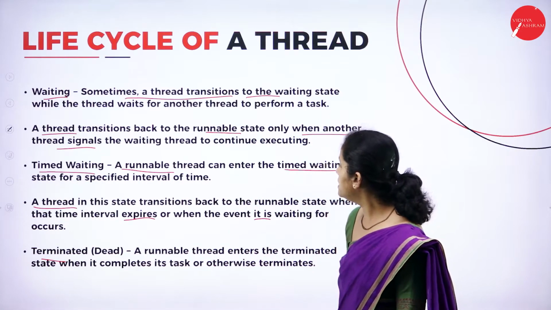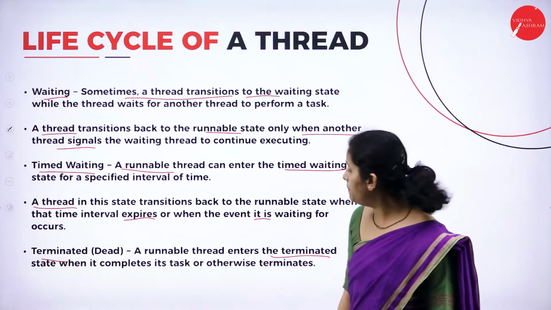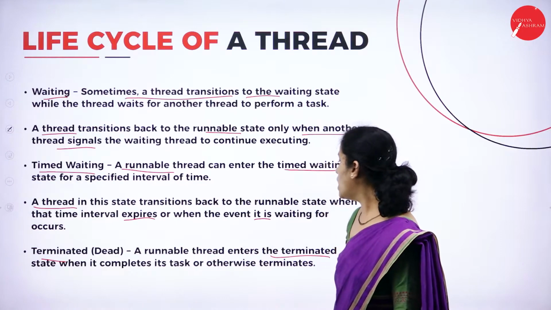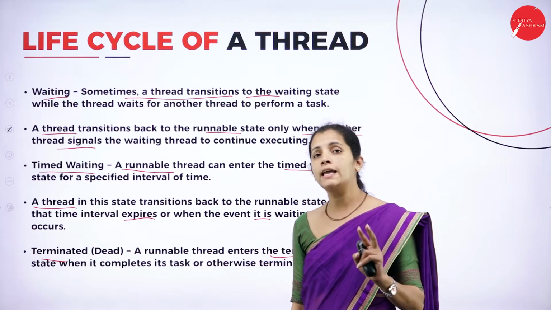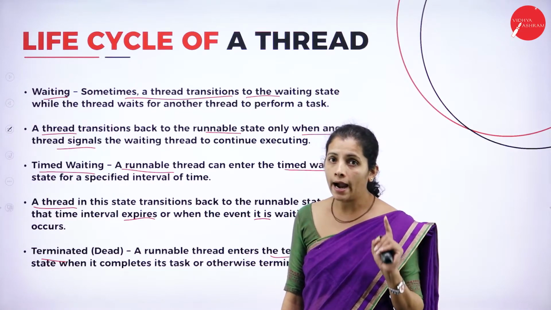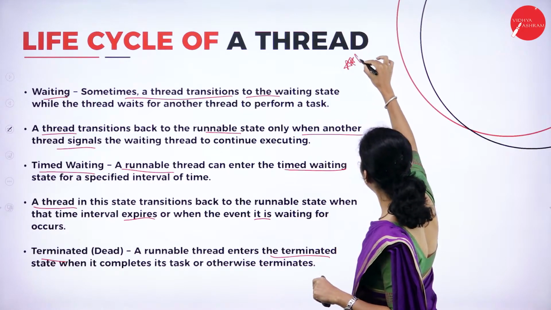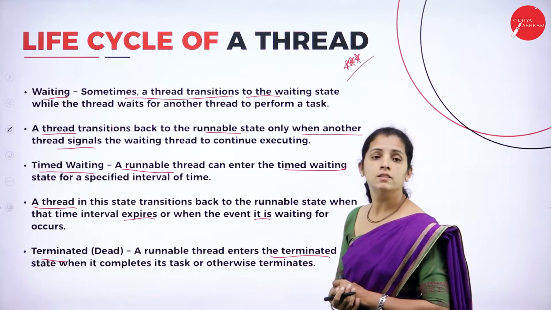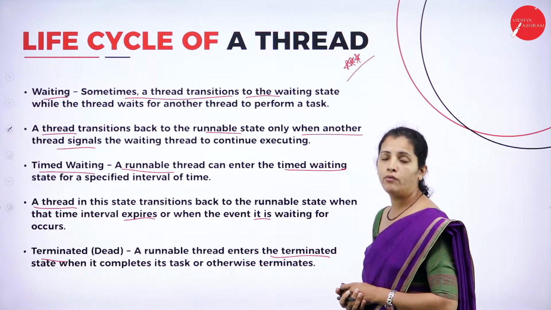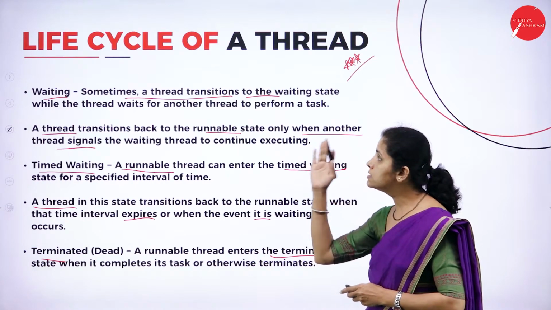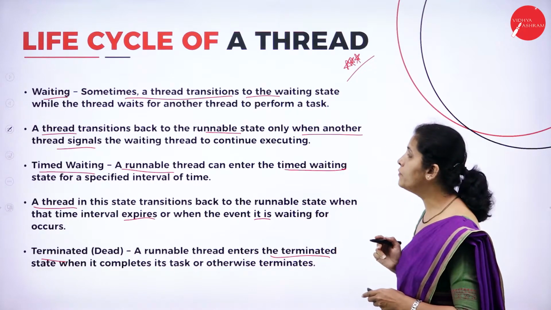So a runnable thread enters the terminated state when it completes its task or otherwise terminates. These are the five life cycle states of a thread, and this one is a very important question from the examination point of view. That is, what is a thread, and explain the life cycle of a thread. So this is a very important question from the examination point of view.